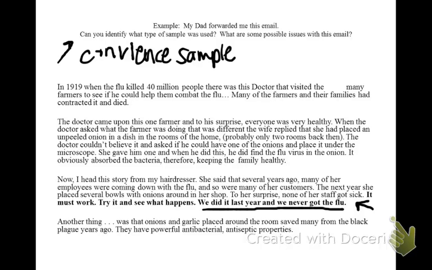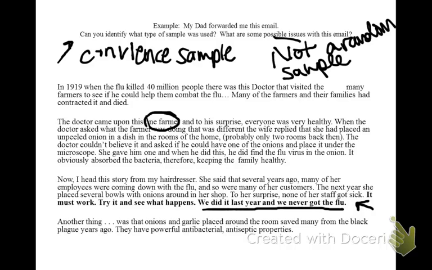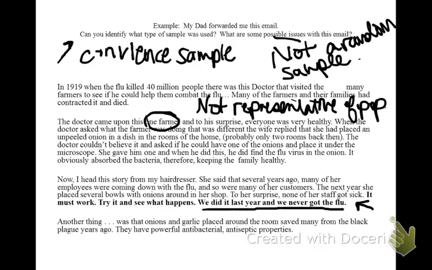Here we're talking about the doctor, and he came upon one farmer. So it's just sampling the people that he was in contact with. It's not random and representative of the population. It's just asking people you come in contact with. So possible issues, it's not random, and it doesn't represent the population. So it's not representative, which I'll write down here. So not representative of the population. There's more types of biased sampling methods, but these are all the methods that we're going to study.